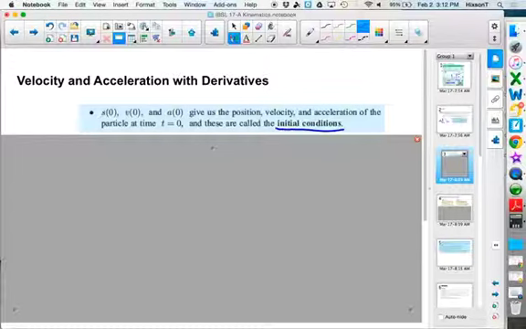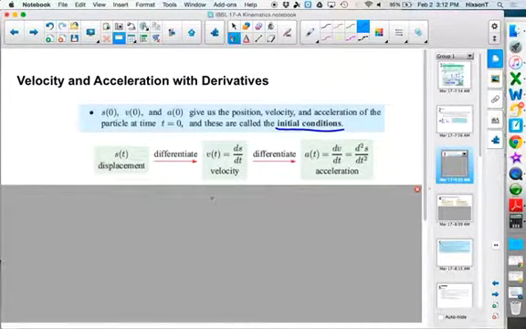Now, if you're doing S of 0, V of 0, A of 0, those are the initial conditions, or your starting conditions. Where are we when time is 0, and we start the clock? Now, to get S, V, and A: S is our displacement. We find the derivative to get the velocity, and then we find the derivative of velocity to get the acceleration. That means the acceleration is the second derivative of our displacement function, as you can see there.